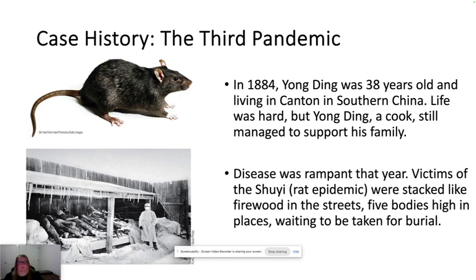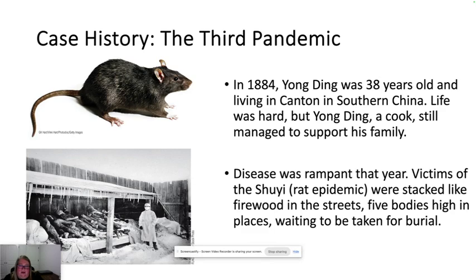Okay, so before we finish this section, we need to talk about another case history. This case history is called the third pandemic. Okay, so this case history is going to take place in 1884 in Canton in southern China. So we're going to be following the story of Yang Ding, who's a 38-year-old male who is working as a cook and is managing to support his family as a cook in 1884.